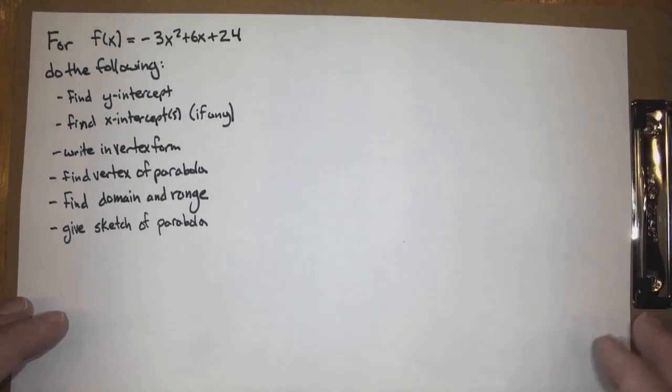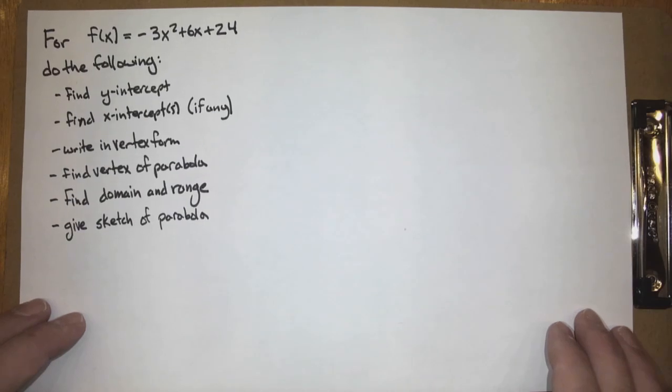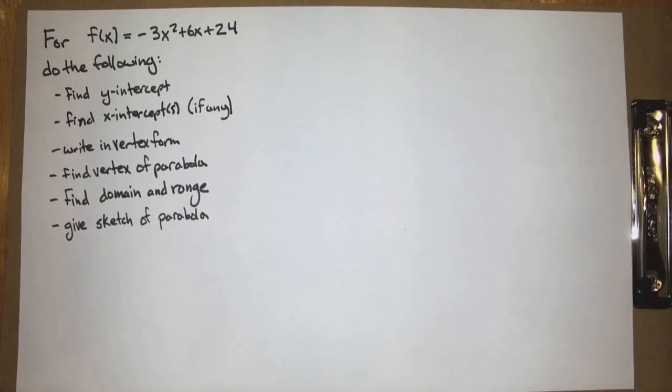So here we have a nice, lovely quadratic formula. Negative 3x squared plus 6x plus 24. And we want to do the following. We want to find y-intercepts, x-intercepts if there are any. There may not be. Write it in vertex form. Find the vertex. Find the domain. Give a sketch. All right.